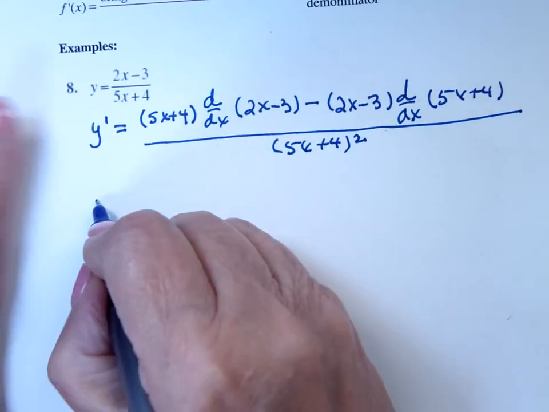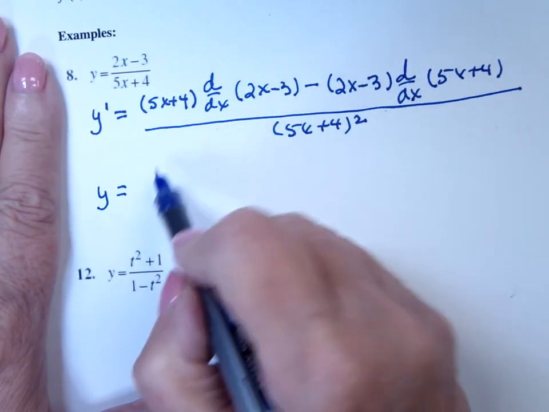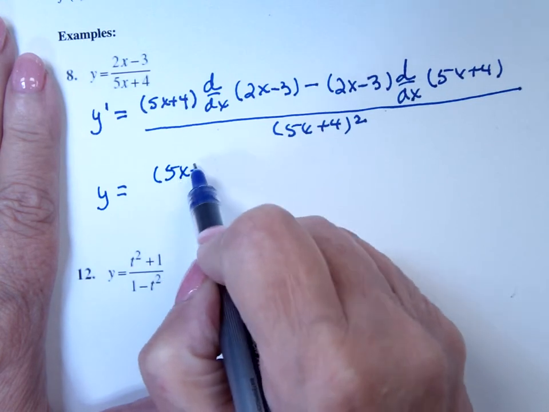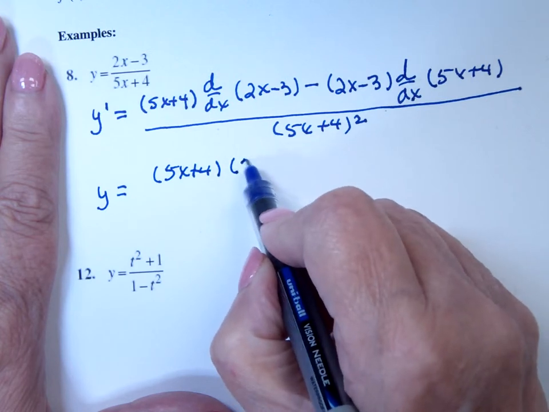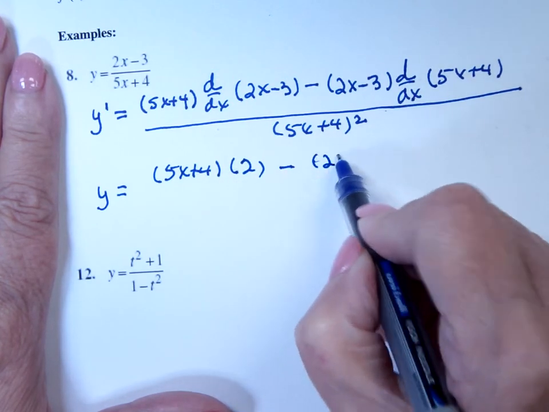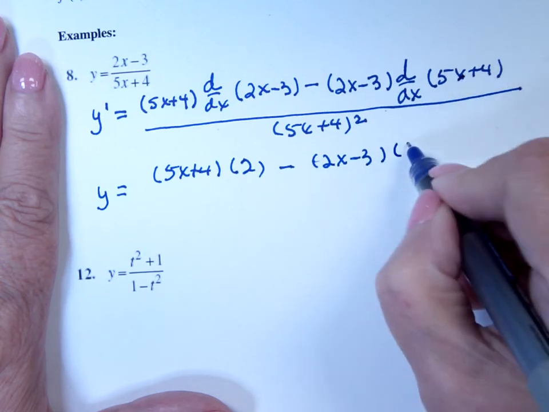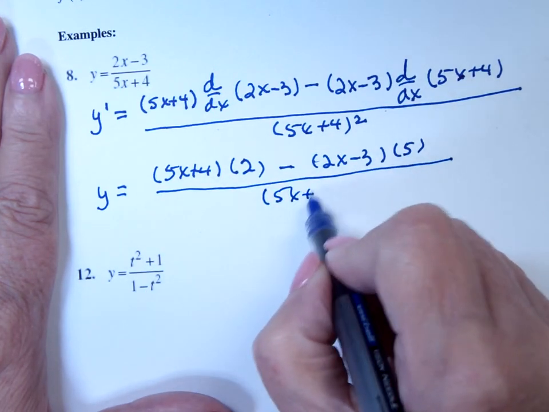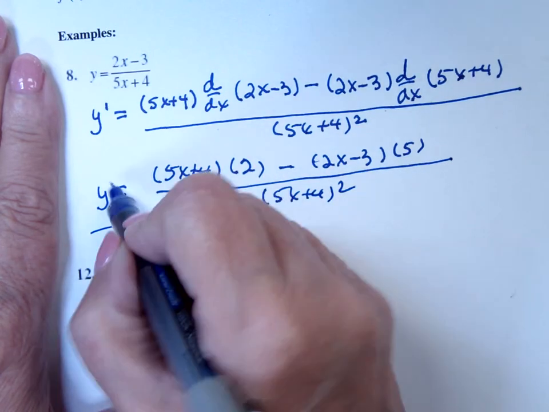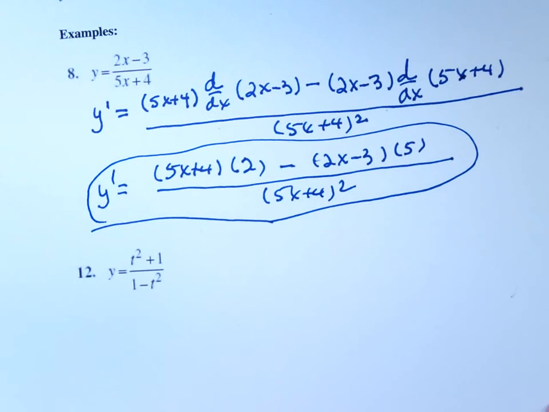Now I can complete the rule. I only take it down to the first step. I just complete the differentiation. It's 5x plus 4 times the derivative of 2x minus 3, which is 2, minus 2x minus 3 times the derivative of 5x plus 4, which is 5, all over 5x plus 4 squared. This is where you would leave it right now. In Chapter 3, we're going to do a lot of simplifying.